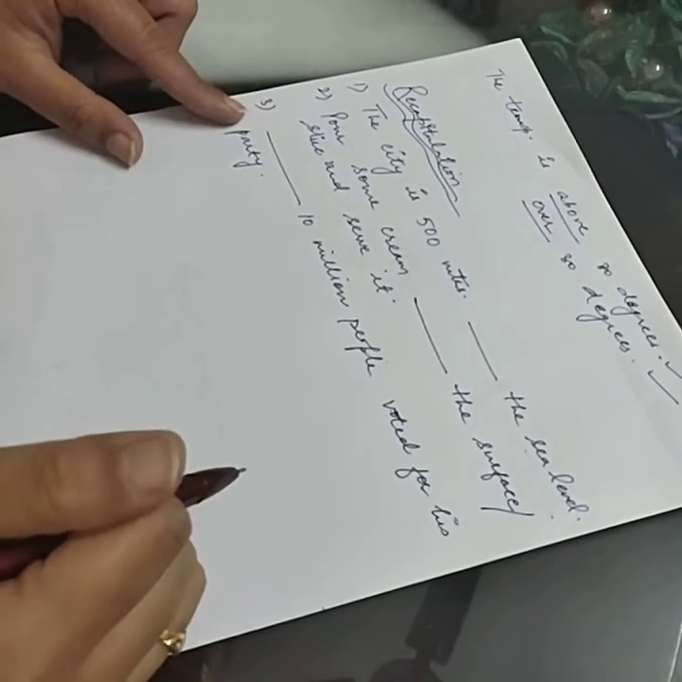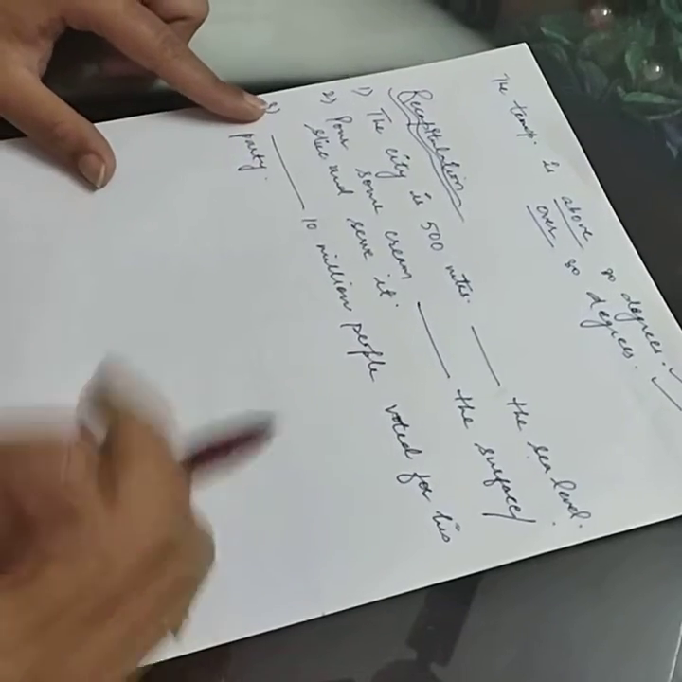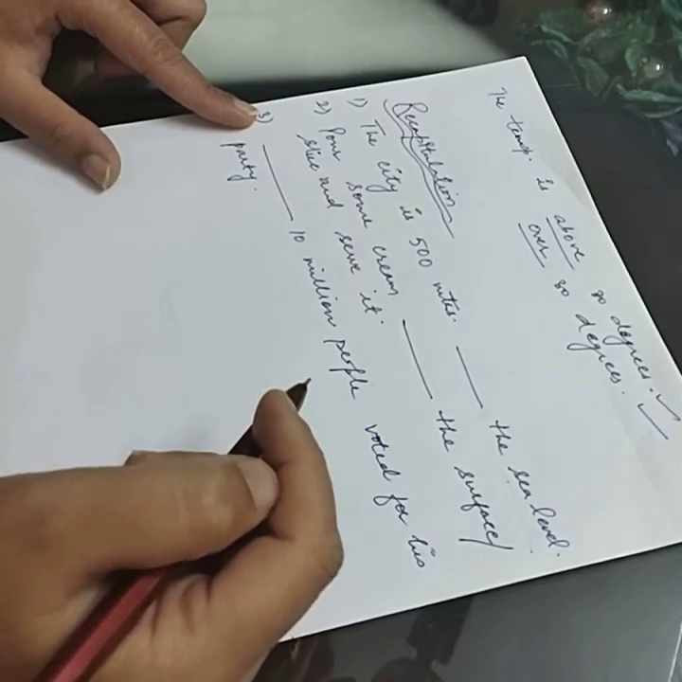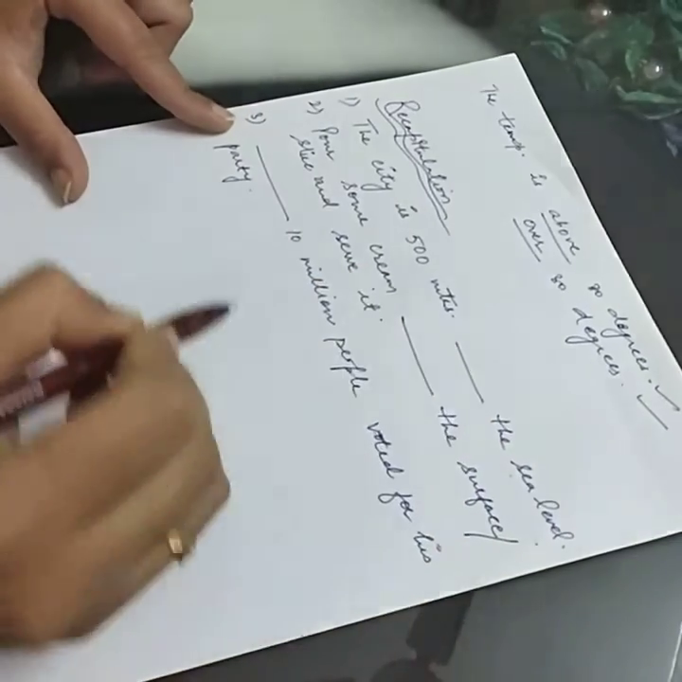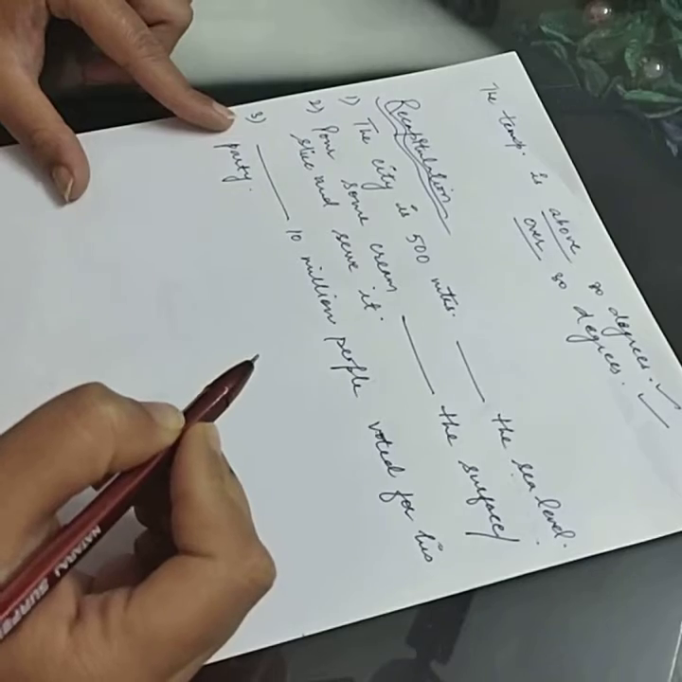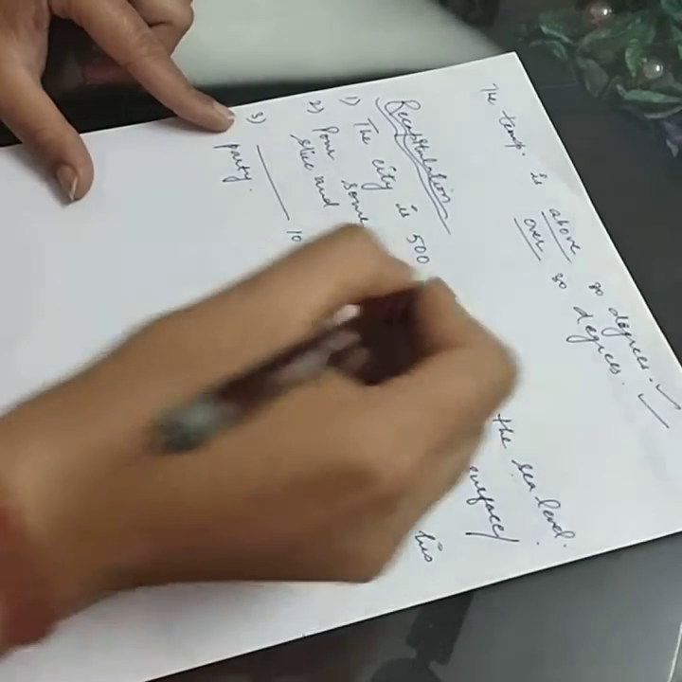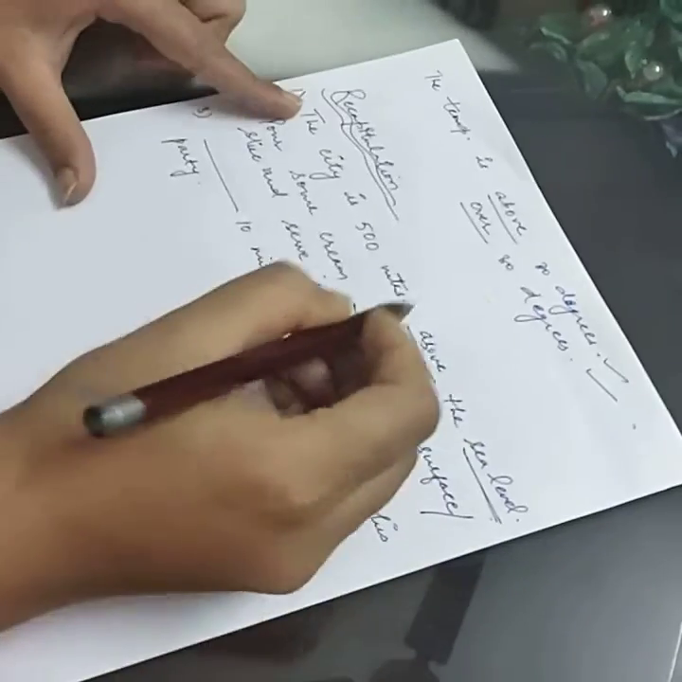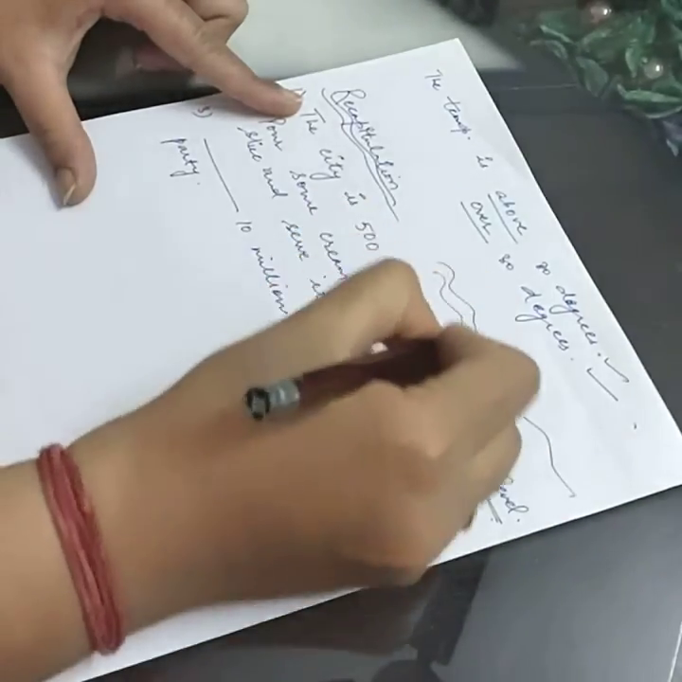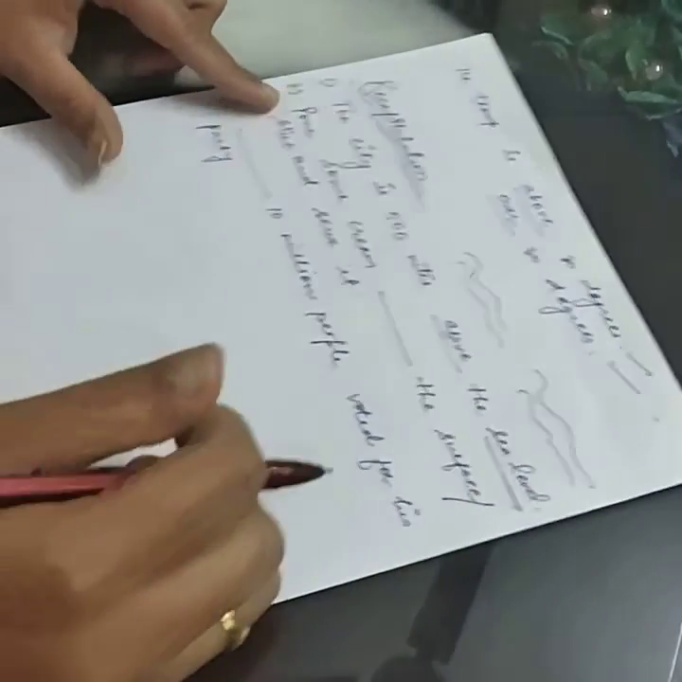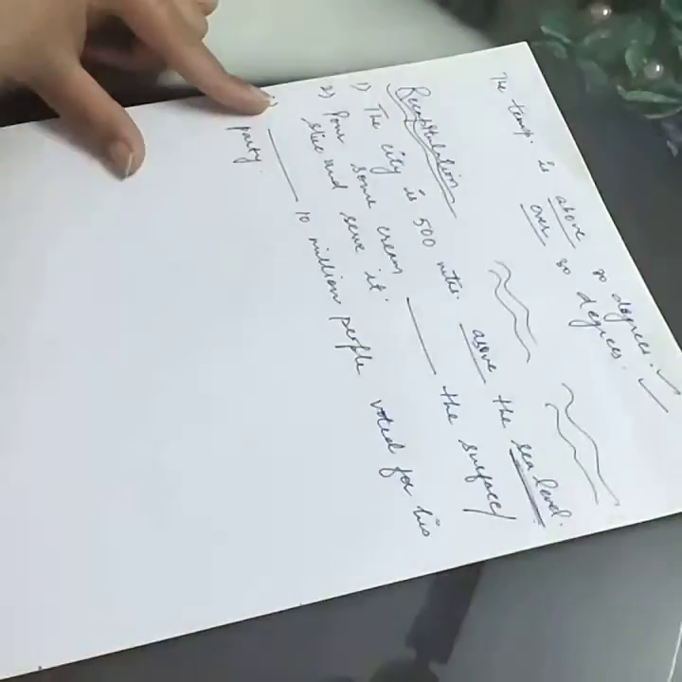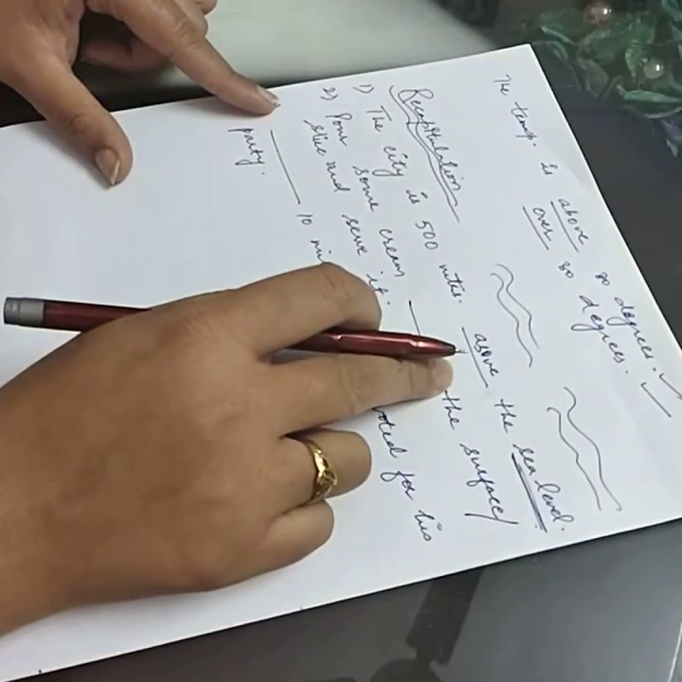Now it's time for recapitulation. I have a few sentences. The first is: the city is 500 meters above the sea level. What do you think will come, above or over? Yes, it will be above because we are talking about sea level. I told you that when we are talking about surfaces in horizontal lines, we usually put above. Sea level is a horizontal surface, so we write above.